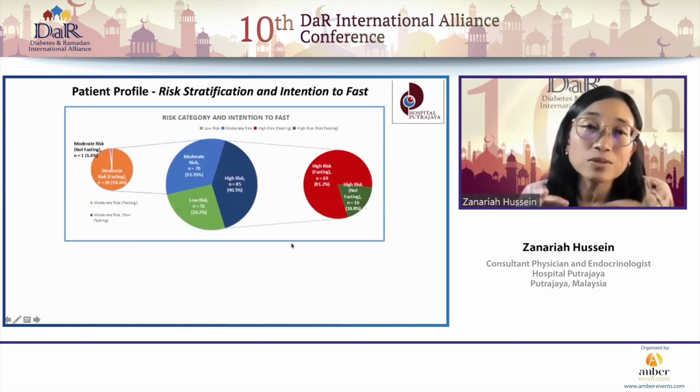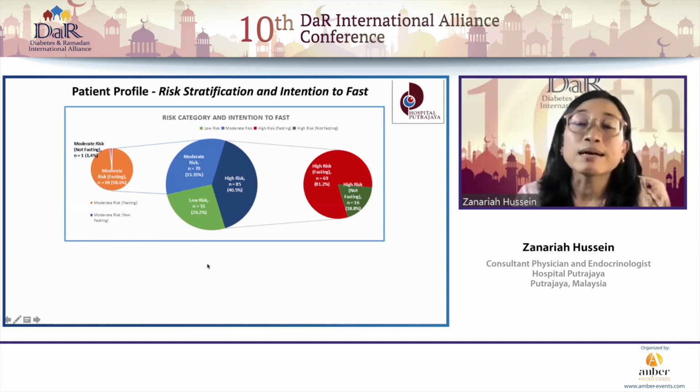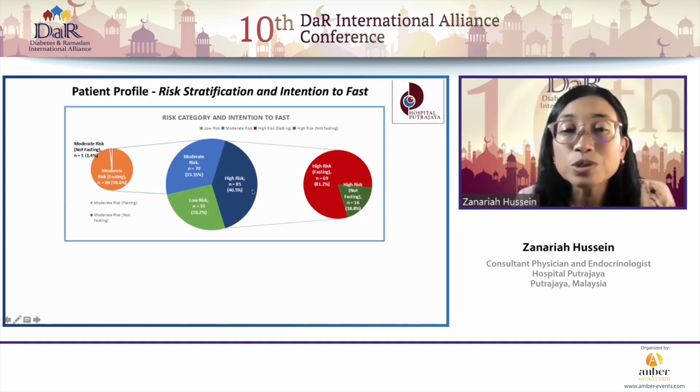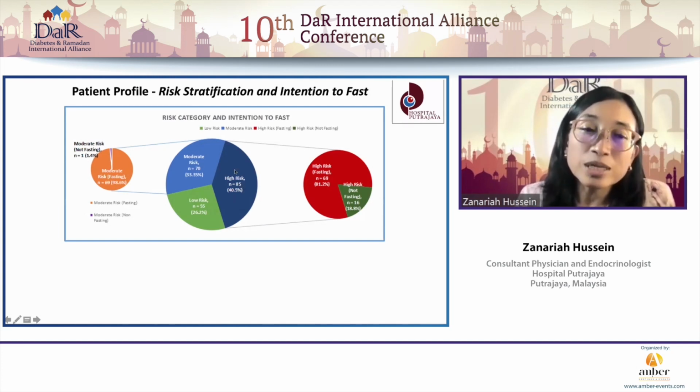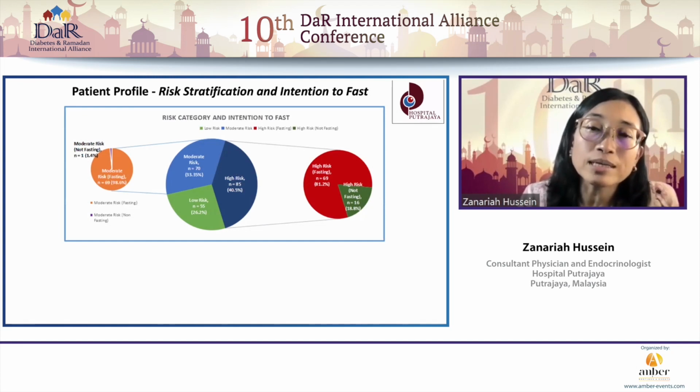So I've actually presented to you the different elements. So it gave us an idea of our patient profile. So at the end of it, the scores were actually calculated, and what we found in our patient is that we had this distribution of those with high risk and moderate risk, making up almost 75%, or 3/4 of the patients that we see in our outpatient clinic, which we should recommend against fasting because of their risk category.